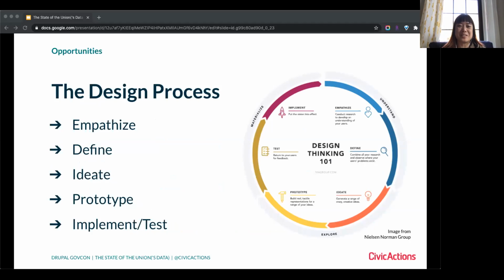And that is the design process that we just went over.